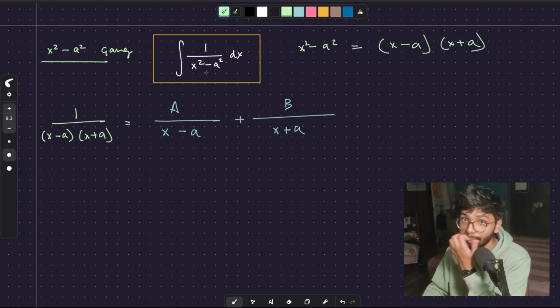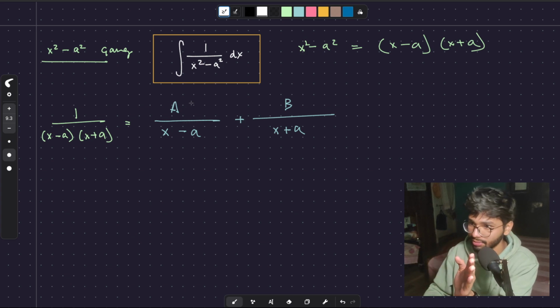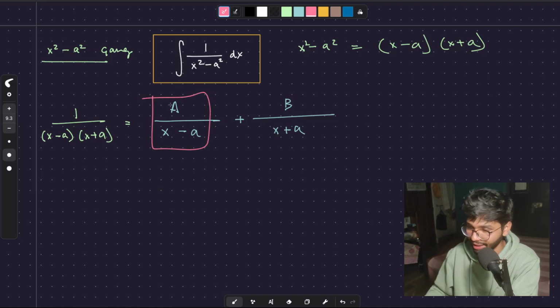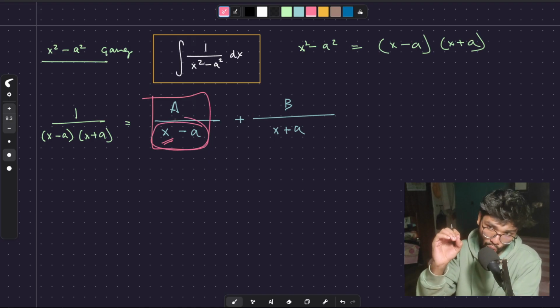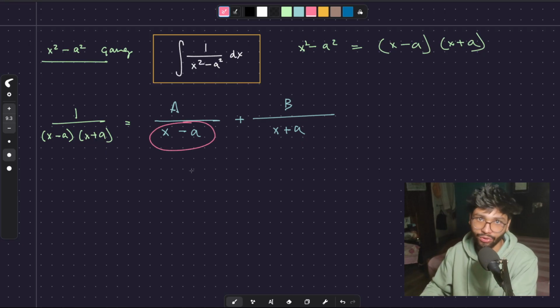So what the cover up method wants you to do is just pick one of the two fractions. I mean, it can be more than two, but in this case, pick any of the two fractions. Okay, I'll pick this one, all right? And I'll see for what values of x is this denominator going to be 0. For what values of x is this denominator going to be 0? And it's going to be a.